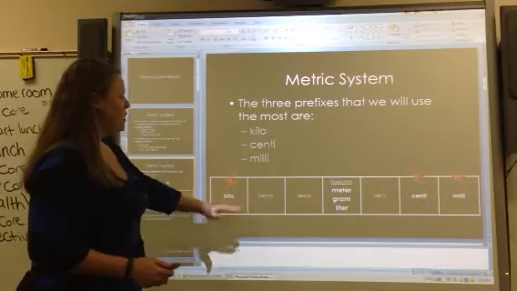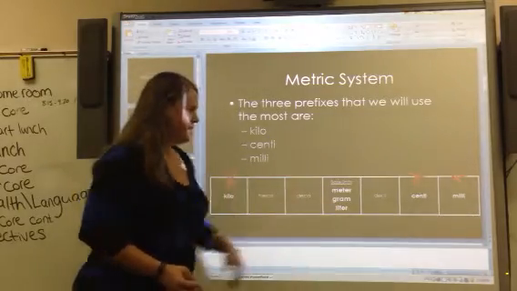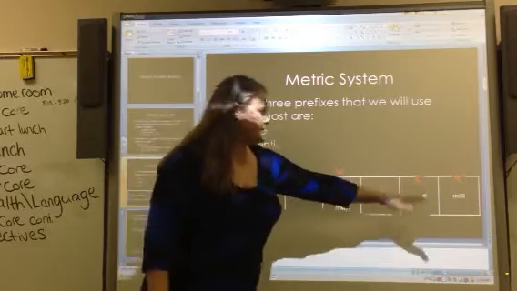So again, kilo, hecto, deca. Base units, meaning meter, gram, and liter, are another one that we'll always use. Deci, centi, and milli.